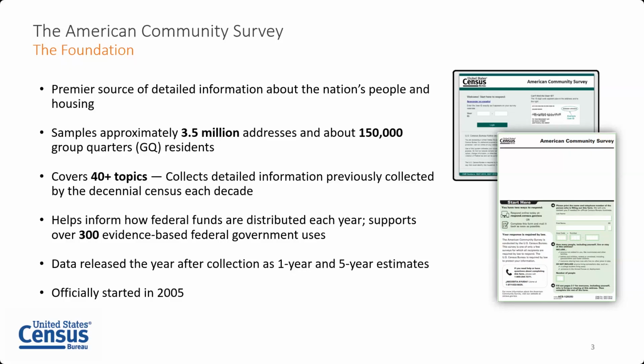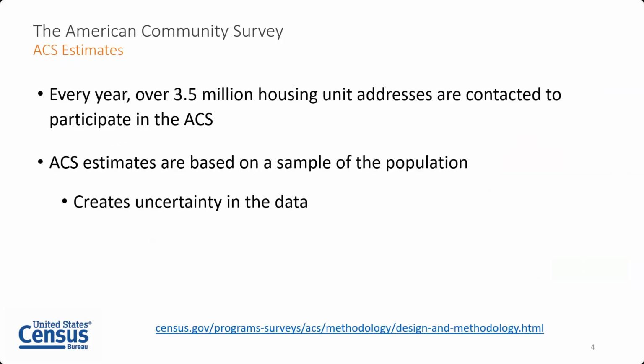Now, ACS data are timely because they are released the year immediately following the year in which they are collected. This means that the ACS creates period estimates. They represent the characteristics of the population and housing over a specific data collection period. The ACS releases estimates for 1-year and 5-year periods. After years of extensive testing, the ACS was fully implemented in 2005. So the first ACS 1-year estimates were collected in 2005 and released in 2006. The first 5-year ACS estimates were collected between 2005 and 2009, and then released in 2010.